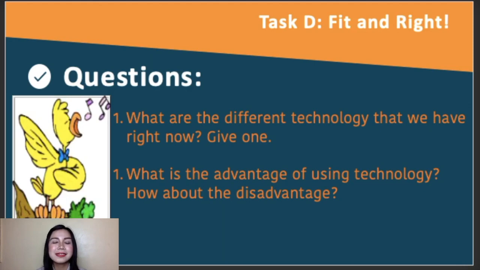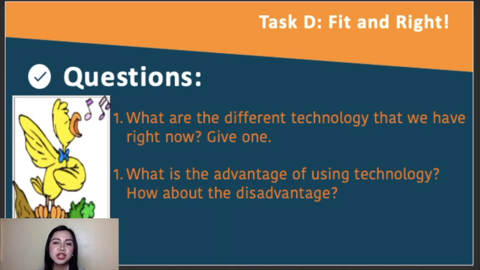This time, let's have another activity. Of course, we will give chance to others. Are you ready now? Great. So the task, letter D, is entitled Fit and Rhyme. There are a set of questions here. Can you please read the question number 1, Elena? What are the different technology that we have right now? Give 1. Okay, please chat in the chat box. Write your answer in the chat box.